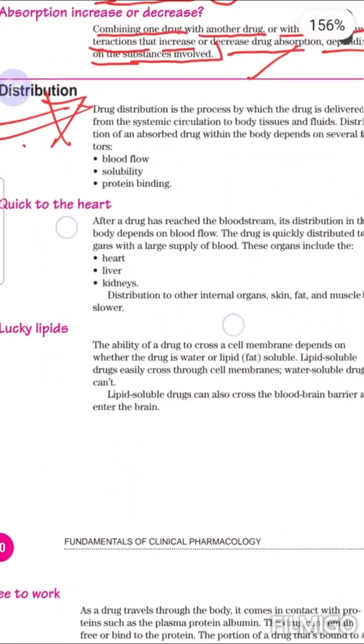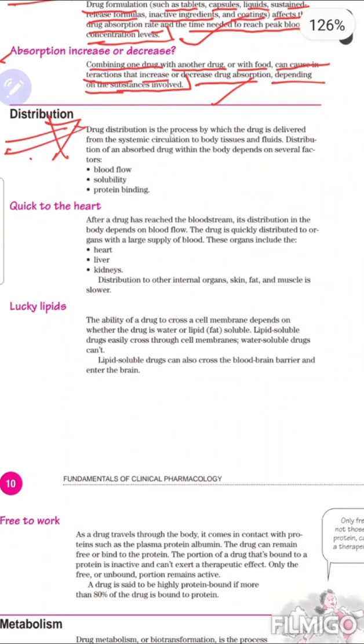Drug distribution is the process by which the drug is delivered from the systemic circulation to the body tissue and fluid. So in the distribution process, the drug is delivered from the systemic circulation to the body tissue. Distribution of an absorbed drug within the body depends on several factors, like blood flow, solubility, and protein binding.